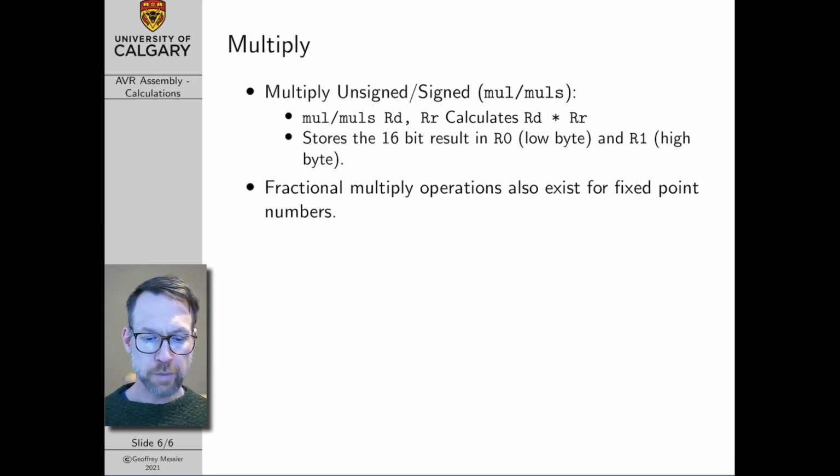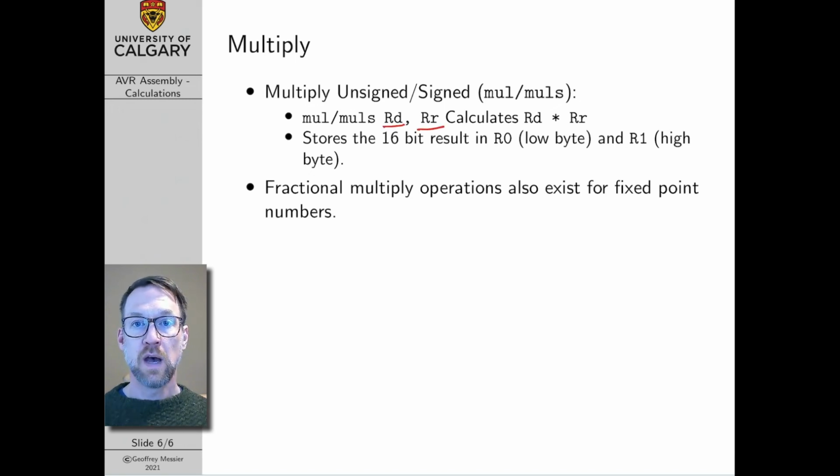Okay, finally, multiplication. So there are multiply commands for signed and unsigned numbers. And for both of these commands, you just give the 2 registers that you want to multiply together. Unlike addition and subtraction, the result is not copied back into the registers that you're operating with. Instead, they're put into R0 and R1. So the low byte of your multiply operation is always put into register 0, and the most significant byte is always put into register 1.